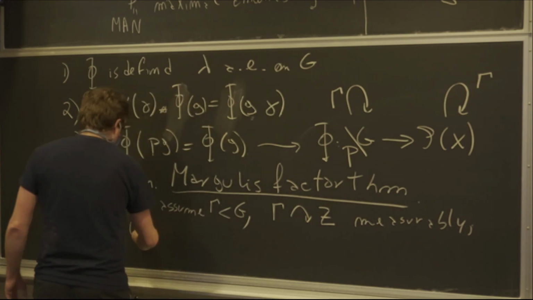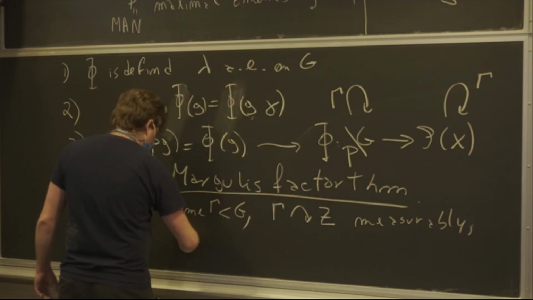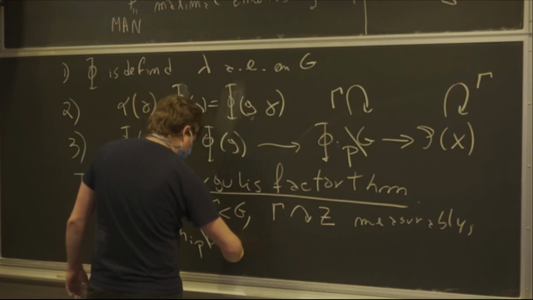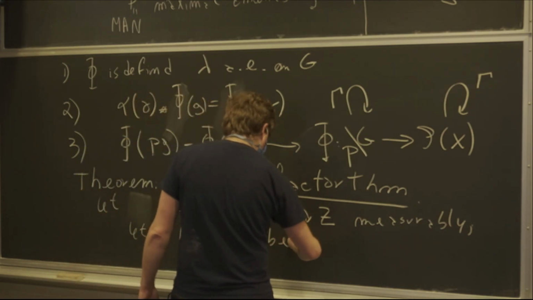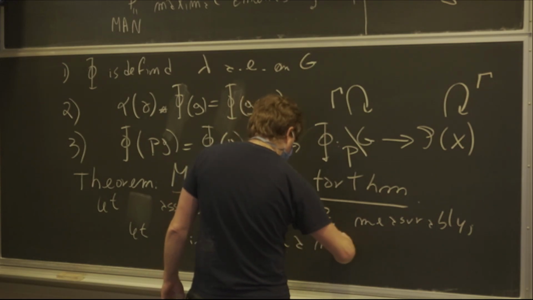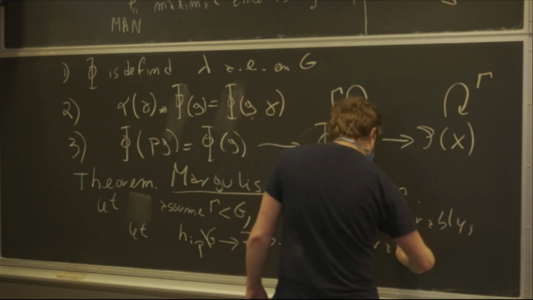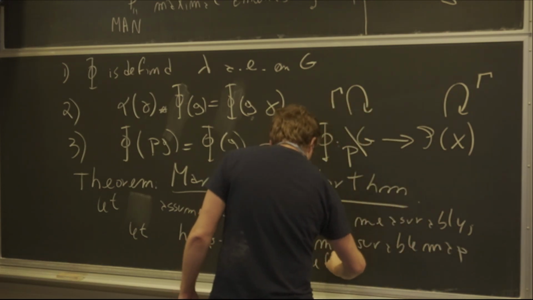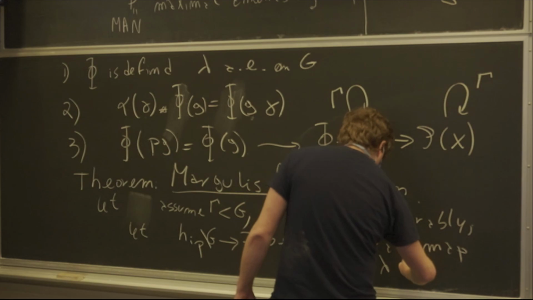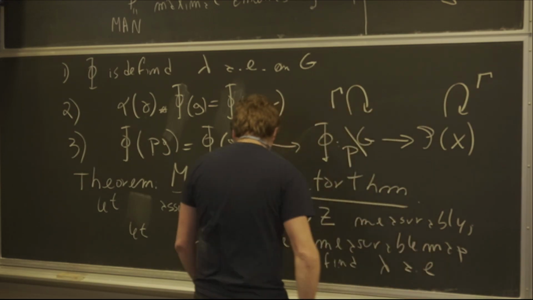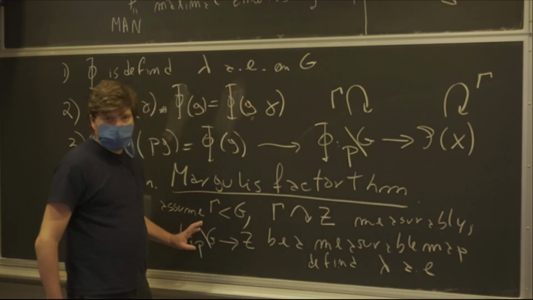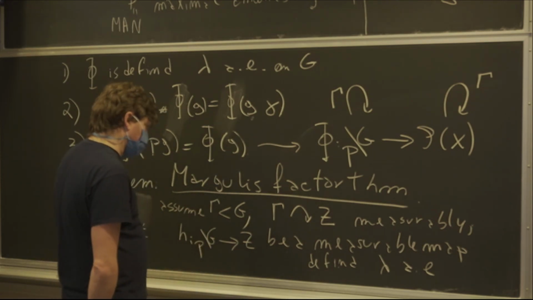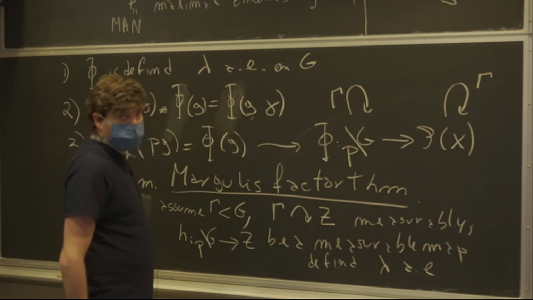Let H from G mod P into C be a measurable map defined lambda almost everywhere. So I have lambda is Haar measure here, and this measurable map is defined lambda almost everywhere. That's it. That's the hypothesis.